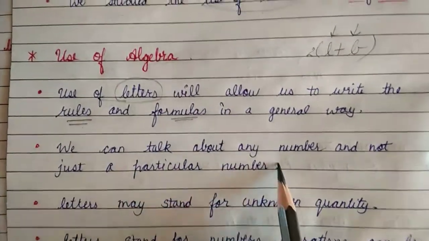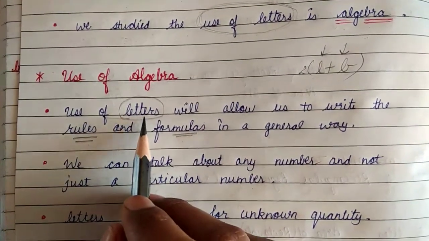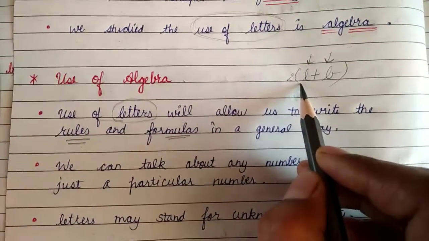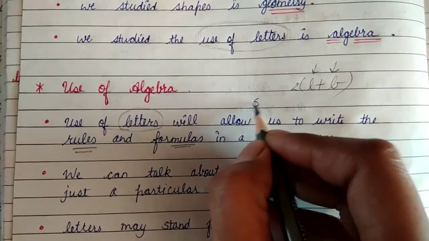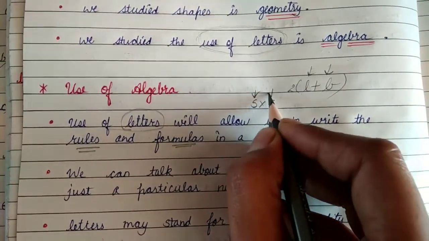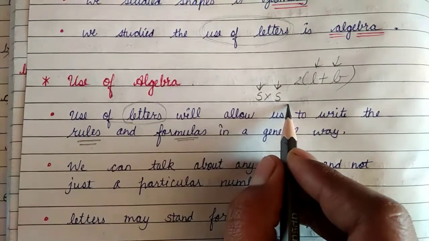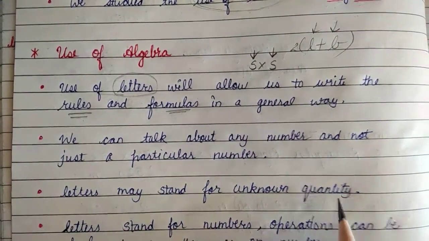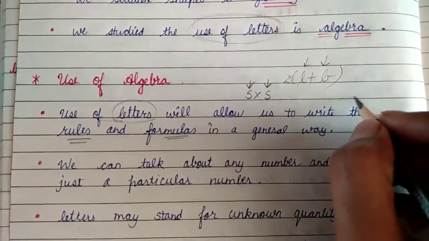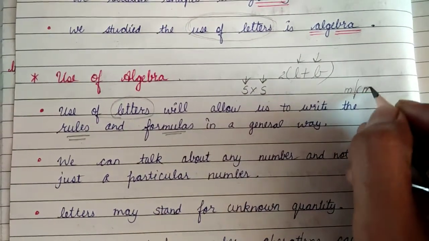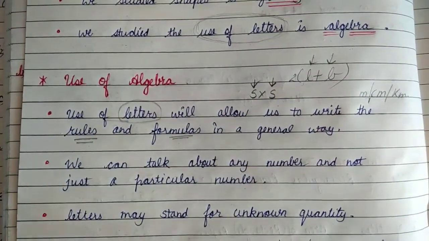We can talk about any number and not just a particular number. When we are using letters, we can put any value in the place of length and in the place of breadth. Same in the area, side into side, we can put any measurement of the side here. We are not talking about any particular number. Letters may stand for unknown quantities. So in this side into side, we can put a length in meter, centimeter, kilometer, any quantity we can put inside that.